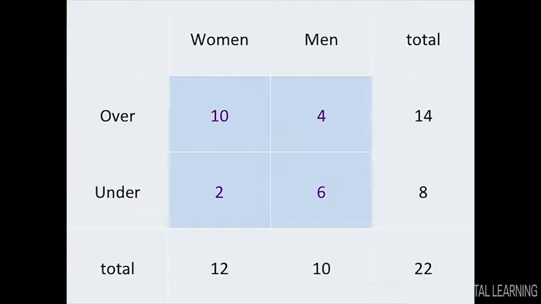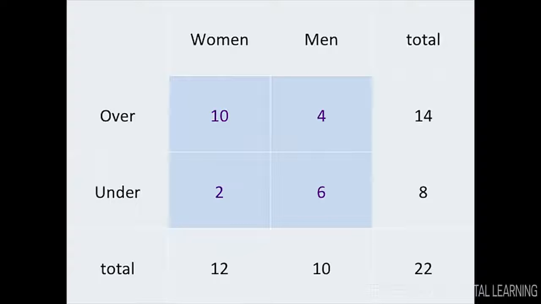And then if we went back and counted up the overs, regardless of the gender, we see that we have 14 people who said over and 8 people who said under. And that gives us a total of 22 people. So either way you add that up, across the bottom or down the right-hand side, you're getting 22. Okay, so those are the total row and column. We're going to use those in a minute again.